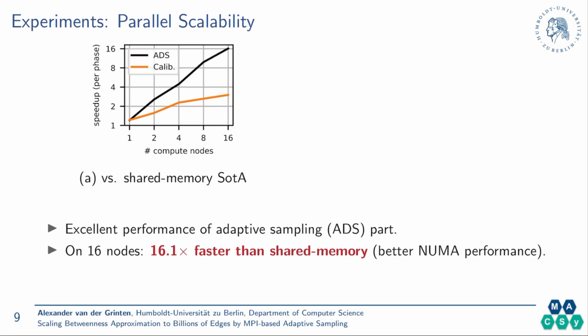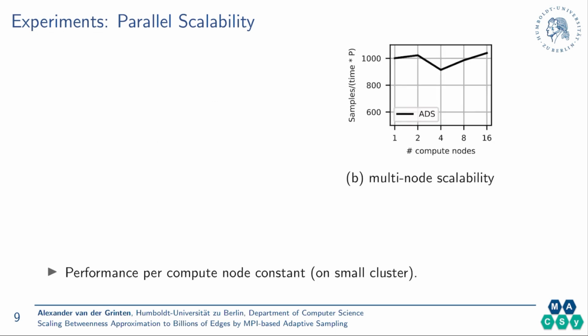We can also see that the calibration phase, which is depicted in orange, does not scale as well. This phase is also needed to extract the final betweenness values, but especially for large graphs, it only has a small impact on the overall running time of the algorithm. If we plot the number of samples per time and number of processes instead, we see that the performance is mostly constant over the number of compute nodes, at least on a small cluster of up to 16 nodes.